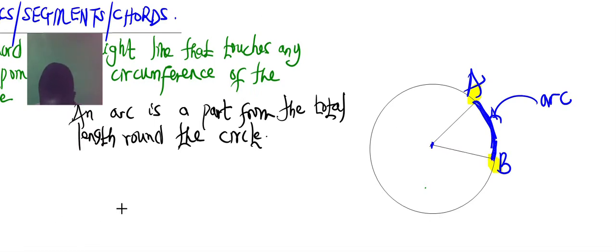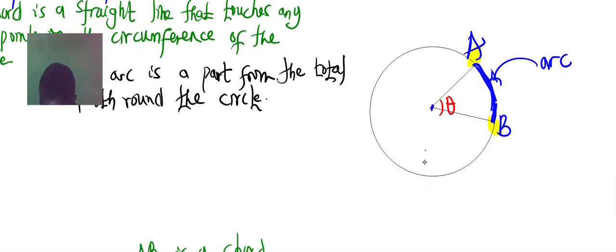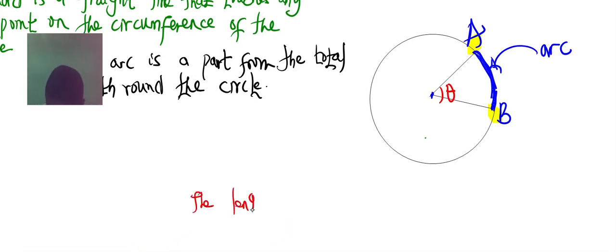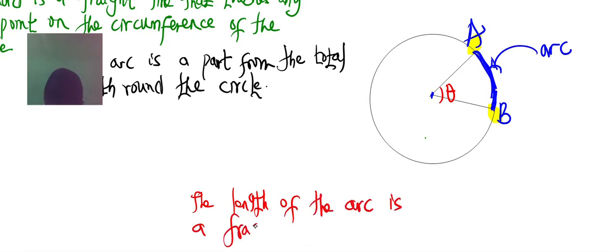So let's find the length of an arc. Now, if the arc makes an angle theta at the center of the circle, what will be the length of the arc? Now, the most important thing we need to understand is that the length of an arc is a fraction of the total length of the circle.